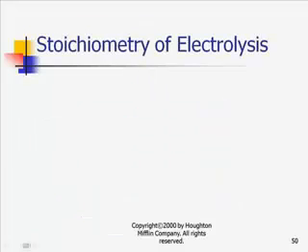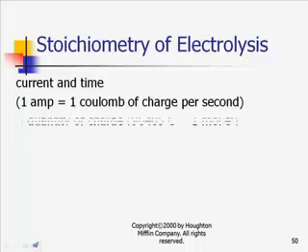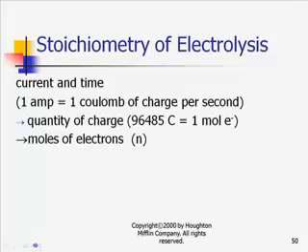Okay, electrolysis problems are pretty simple to solve. They're just like a big factor label problem. Usually we'll have current and time, and those you can relate by this relationship, that 1 amp of current is 1 coulomb per second. From that you can get a quantity of charge, and once you have the quantity of charge, that relates to the number of moles of electrons using Faraday's constant. That N is the number of moles of electrons.